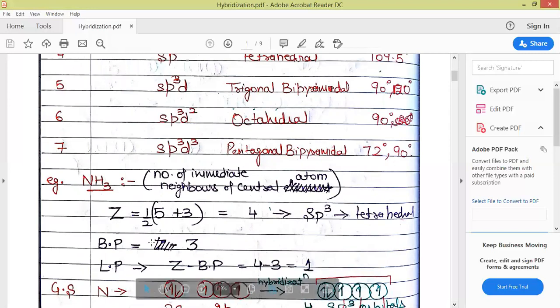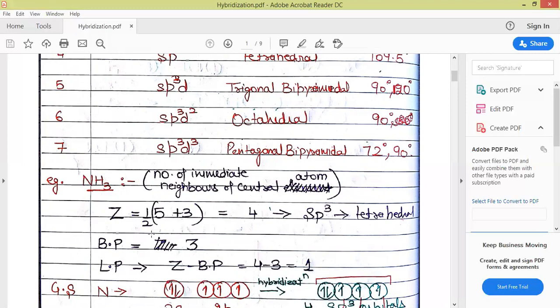From here, we'll first calculate the Z value. Z is going to be half multiplied by the number of valence electrons associated with the central atom, that is nitrogen, 5, plus any negative charge minus any positive charge. As it is neutral, there is no negative charge, no positive charge, plus the number of monovalent atoms. 3 hydrogens are there which are monovalent, so plus 3. So Z comes out to be 4, which means sp3 hybridization, that is tetrahedral geometry.